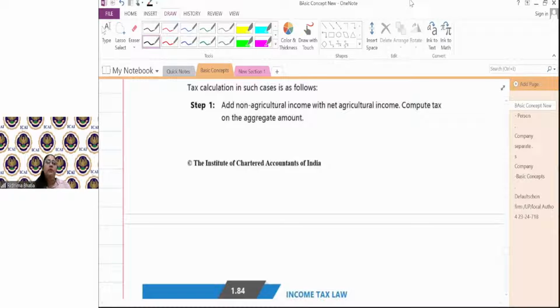People are asking, ma'am, if the agricultural income is exempt, why are they paying dividends? See, having agricultural income does not mean that you are a non-profitable company. You are a very much profitable company, but if you have agricultural income, it is not taxable.